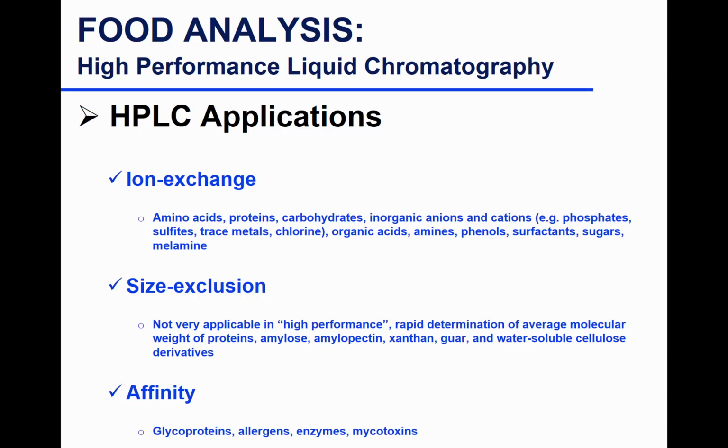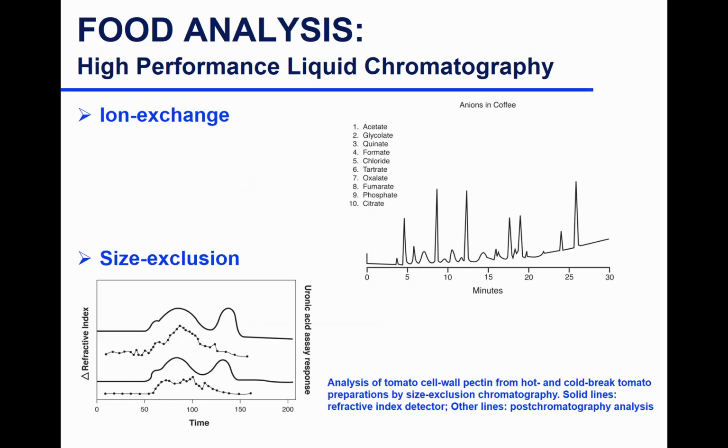Affinity chromatography is mainly used for allergens and enzymes. It can be used for mycotoxins, and it is a very good mode of separation for glycoproteins. This is just another example, separating anions in coffee using ion exchange.